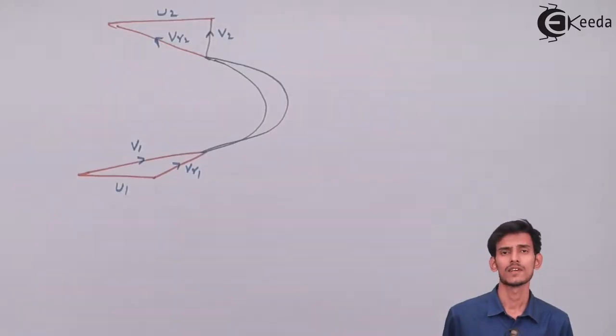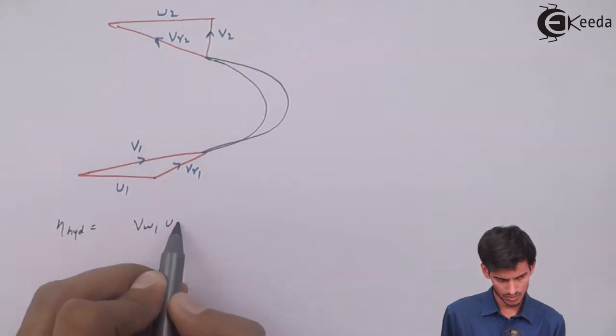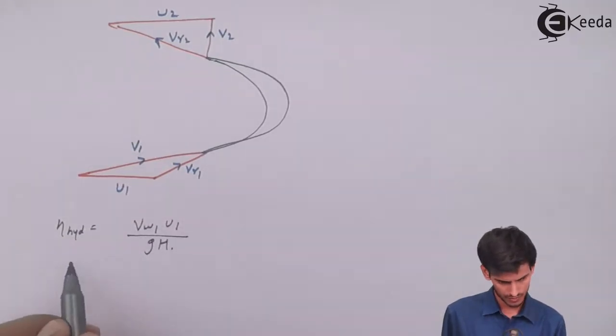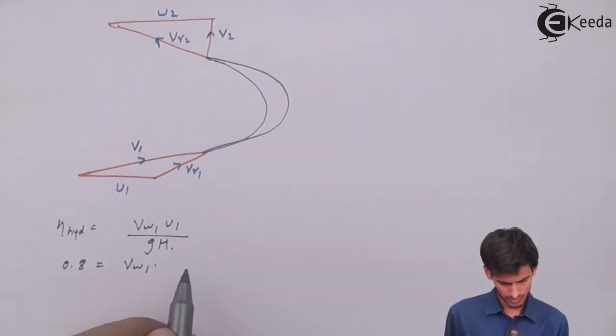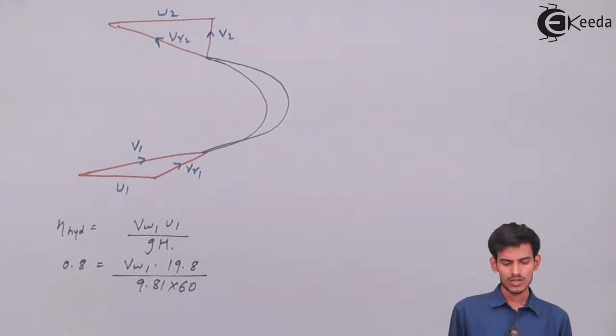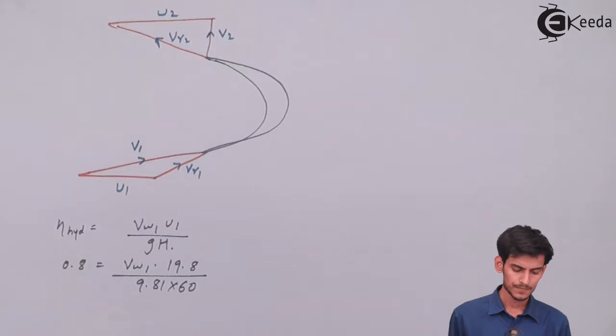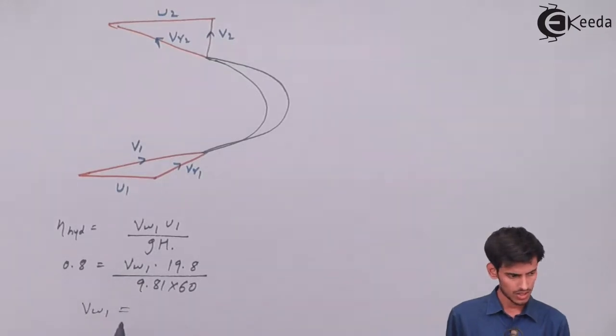Now let's use the hydraulic efficiency formula and get the value of the whirl velocity at inlet. The hydraulic efficiency is given, the whirl velocity at inlet is unknown, the velocity of the blade at inlet is 19.8, g is 9.81, H is 60. Once you rearrange and get the value of VW1, it comes out to 23.78 meters per second.